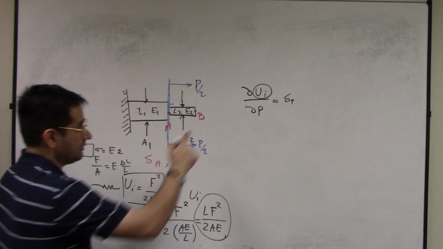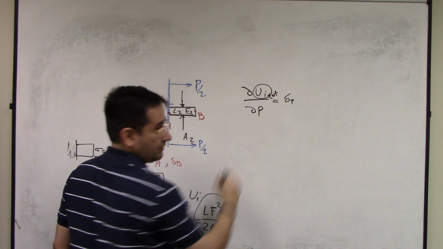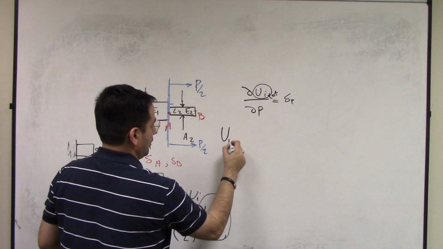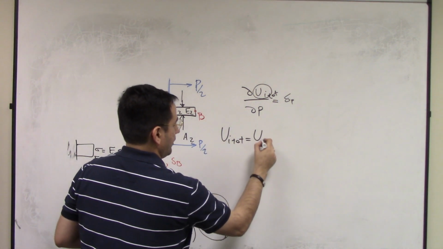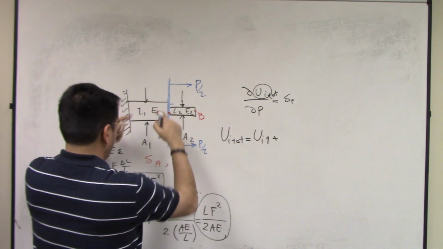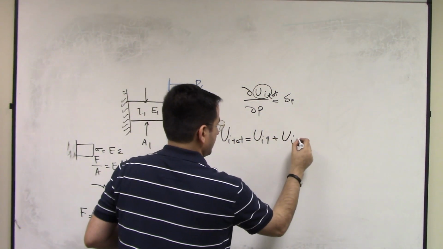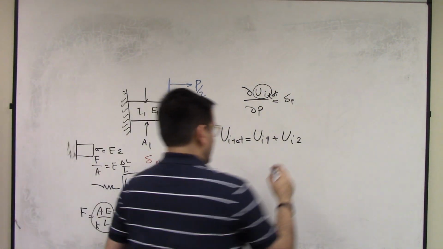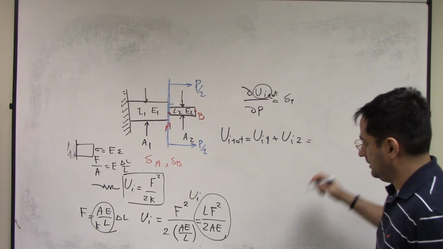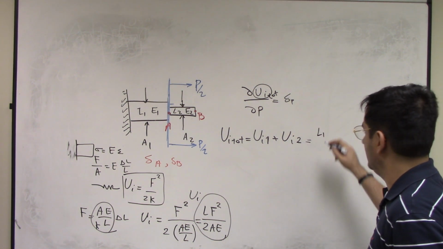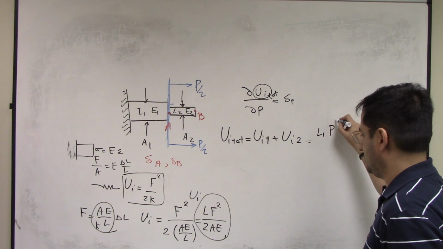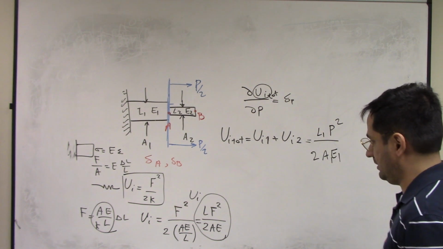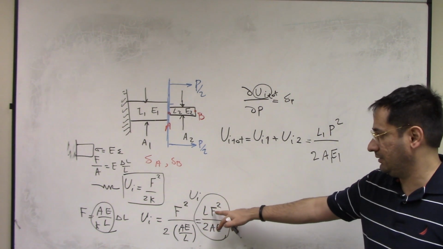Now, this is the total internal energy for the entire system. So the internal energy of 2 bars, UI total, is UI1, this bar 1, plus UI2. UI1, according to this formula, is equal to L1 P squared over 2 A1 E1. The length of that bar, and the force in that bar.